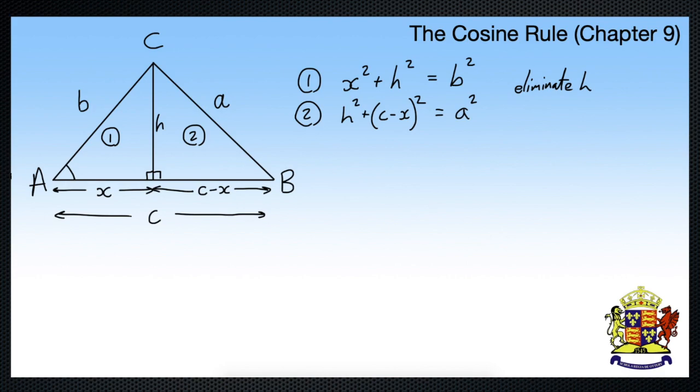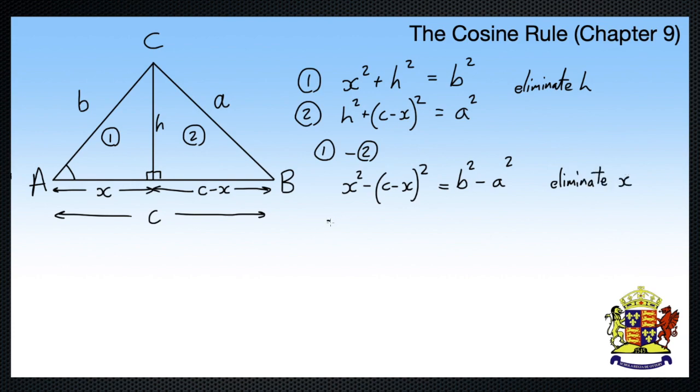So to do this, I'm going to do equation 1 minus equation 2. So 1 minus 2 is going to give me x squared minus c minus x all squared, and on the right hand side, b squared minus a squared. Okay, right, I'm going to keep going with this. I'm going to simplify it a little bit, so I'm going to expand out this term here. The other thing to think about is we don't want h. We also don't really want x. So we're going to eliminate x as well.